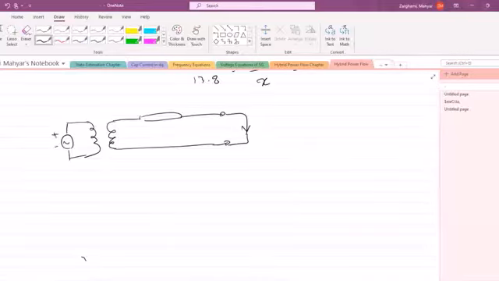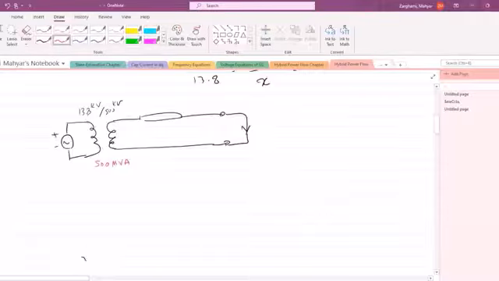Let's say that this is 13.8 kV over 500 kV, and the nameplate of the transformer in terms of power is also 500 MVA, just arbitrary numbers. So that MVA is the rated power. So for the transformer, you have a rated power of 500 MVA. You have a rated voltage of 13.8 over 500 kV. Okay, this is the nameplate of your transformer.